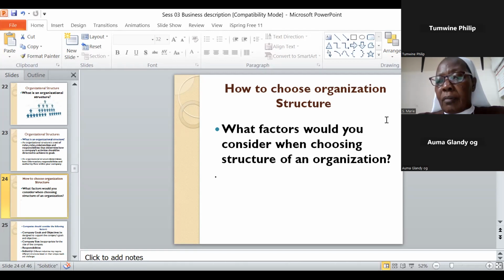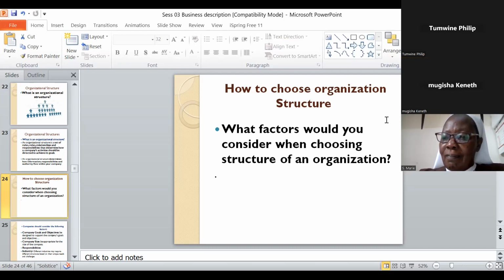I'm looking at the flow of communication. Most of the organizations consider the flow of communication, for example an organization led by the MD, then the directors, then the senior managers, so they consider the flow of communication to reduce the communication gaps within the organization.